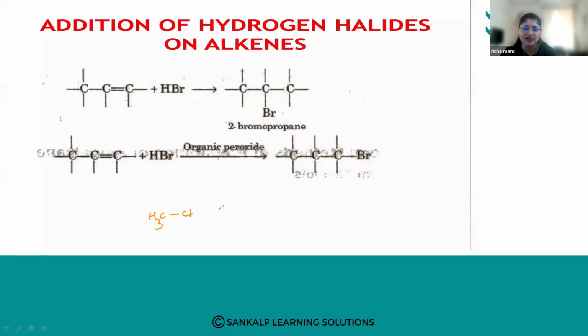CH3, CH double bond CH3. Again, I have an unsymmetrical alkene. I am adding a hydrogen halide, but the possibility is that I have a peroxide.